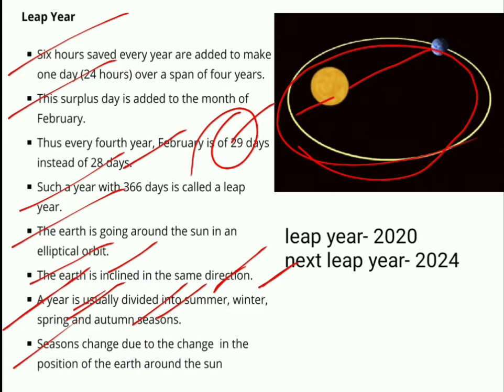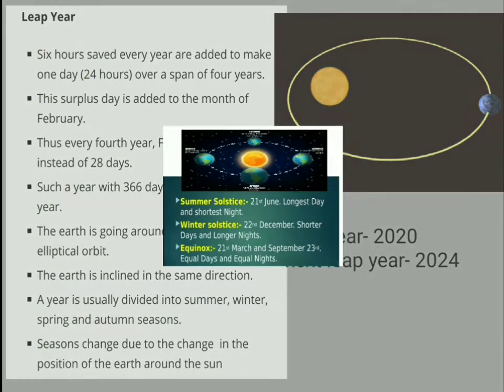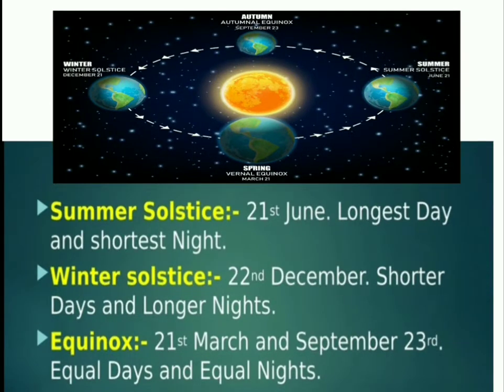Next, 2020 is also a leap year. The last leap day was February 29 in 2020. The next leap year is February 29th, 2024. So this is all about the leap year as well as the motion of the earth, revolution and the effects. Now we are going to discuss the effects of the revolution, but before that, let us understand the meaning of the words.